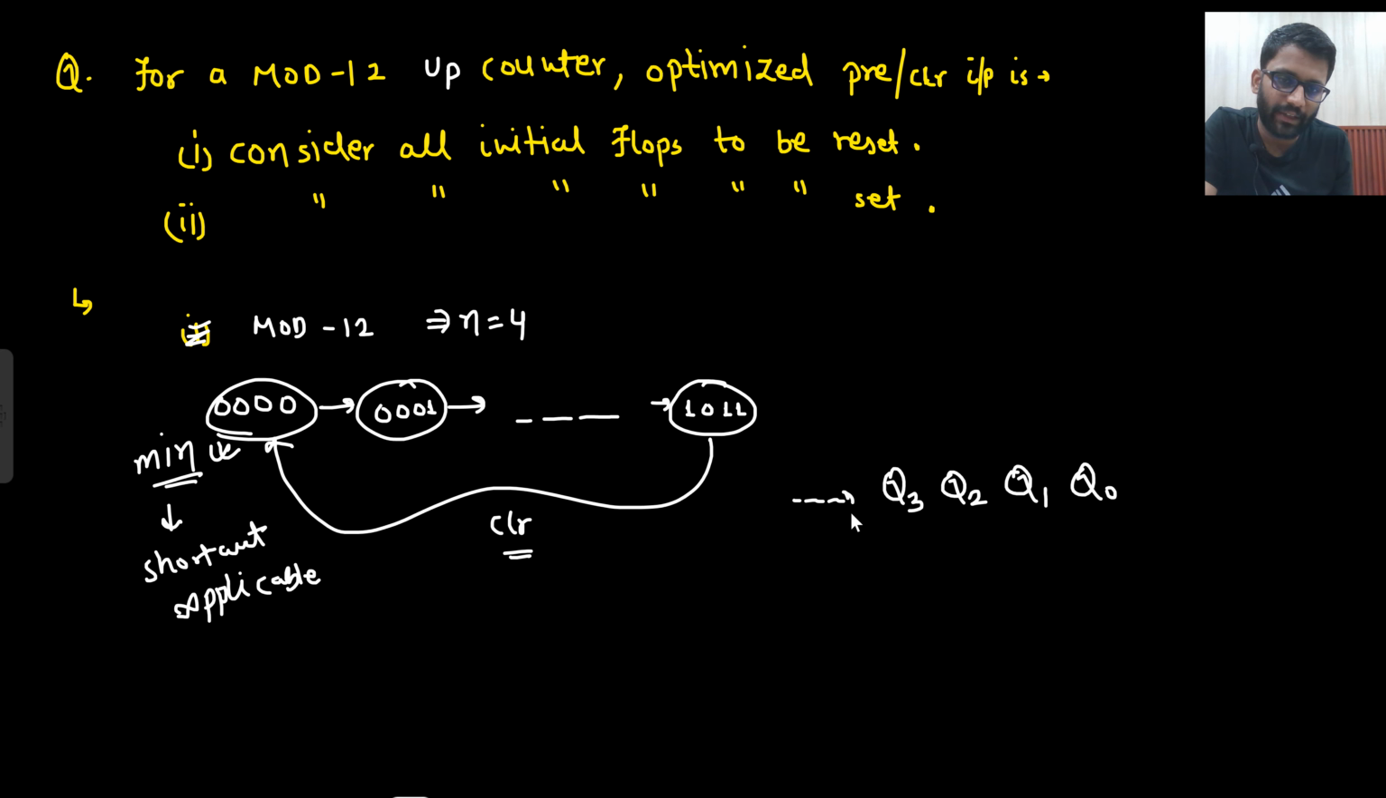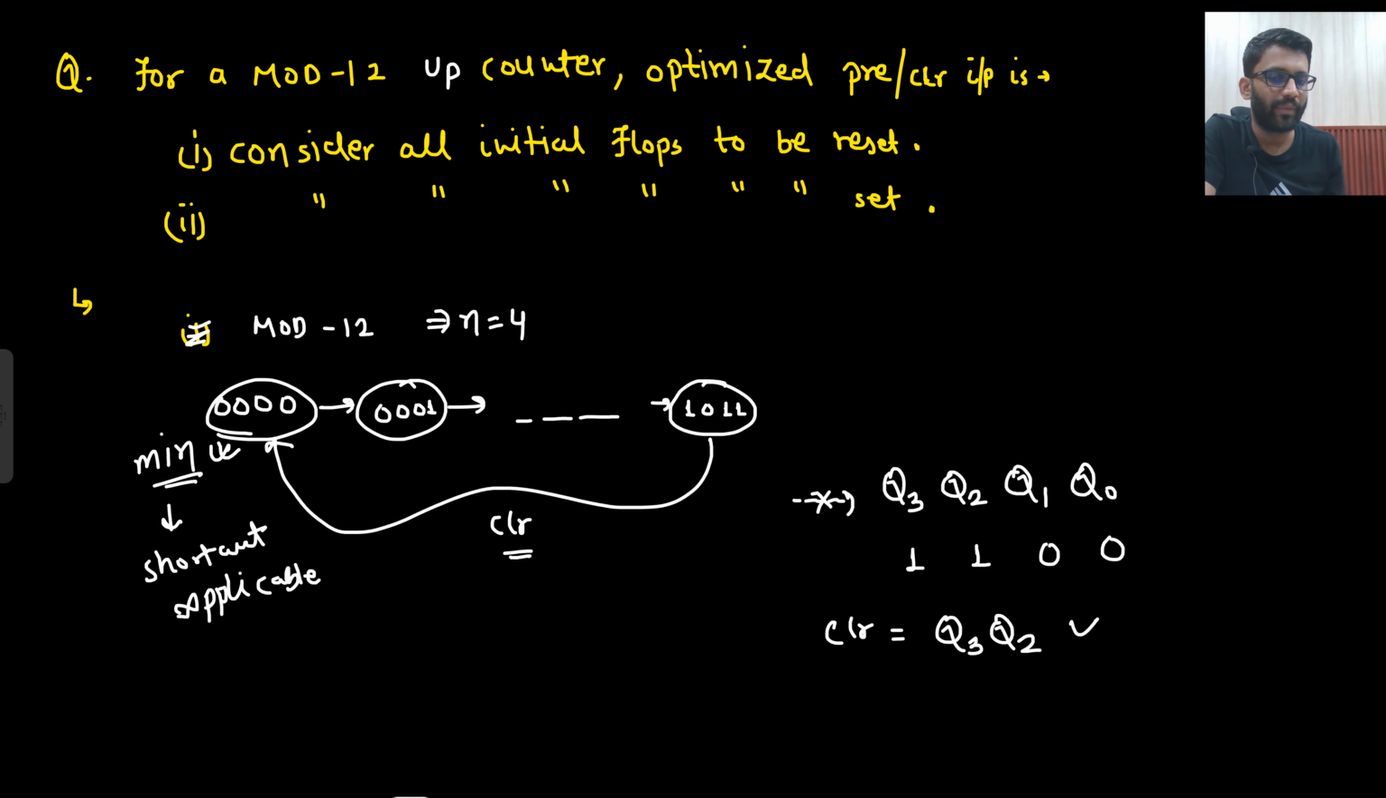Which is the first state that I don't want? That is 12. From 0 to 11 I have gone, 12 I don't want. In case of up counter, where will I look? In case of up counter, I will always look at the clear input. I will always look at 1 only, and if I am looking at 1, I need SOP form. For SOP form, it would be Q3 into Q2. That's it. This is my optimized.